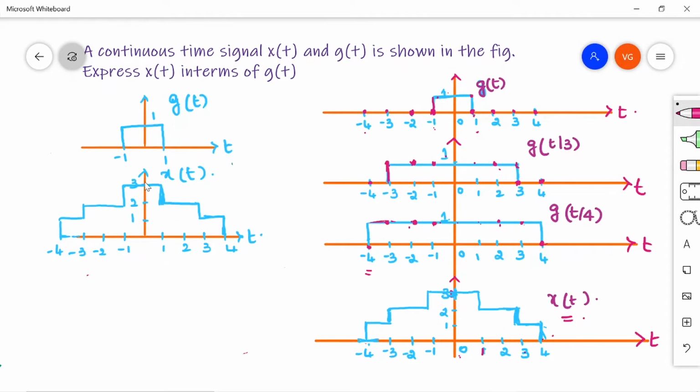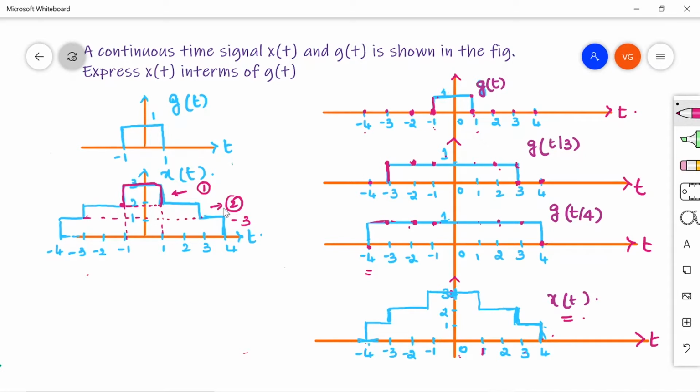So if you closely observe this signal x of t, the pulse is present here. See this portion, right? So the first layer of the signal is nothing but the pulse g of t, right? So this is layer 1, then layer 2, layer 3. So I am dividing the given problem into a number of layers, 3 layers.